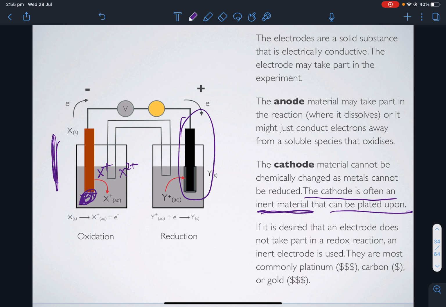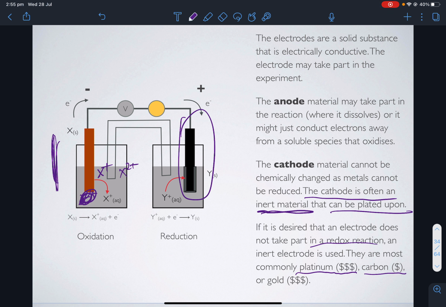So you're hoping something will come out of the solution to be plated upon. If you desire an electrode that doesn't take part in the reaction, there's 3 common examples. Platinum: remember, it's one of our very unreactive metals. It really likes to hold on to its electrons. It's very inert, very unreactive. But the trouble with platinum is it's very rare and very expensive. Look at the other option, carbon. Carbon can conduct electrons. When it's in that hexagonal layer where the electrons lie above and below and they're delocalized, carbon can conduct electricity.